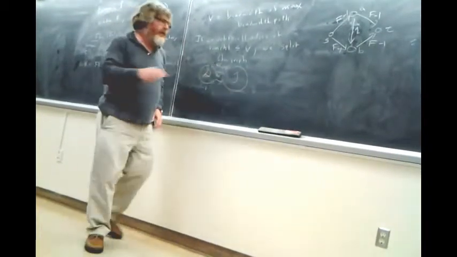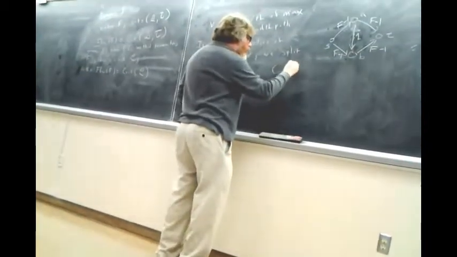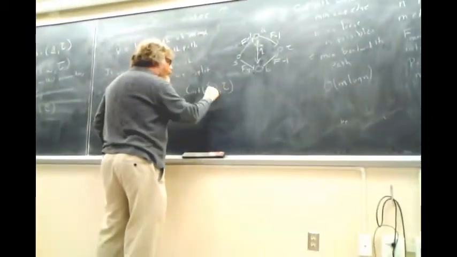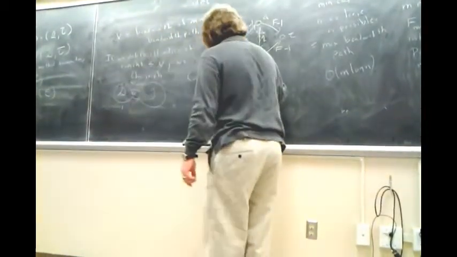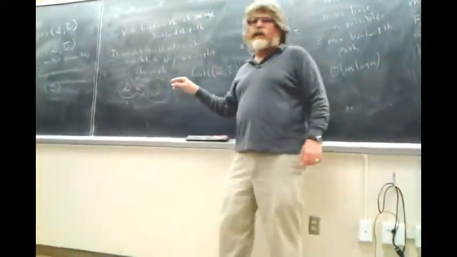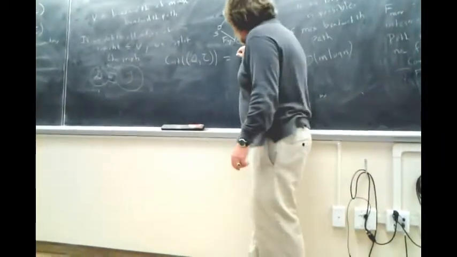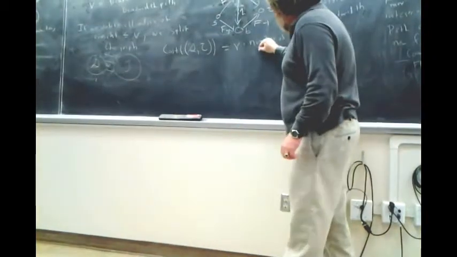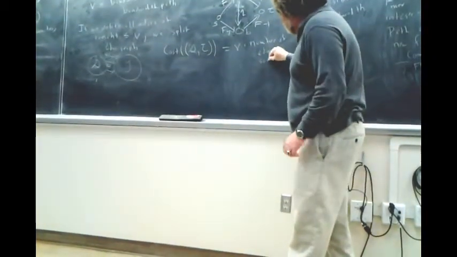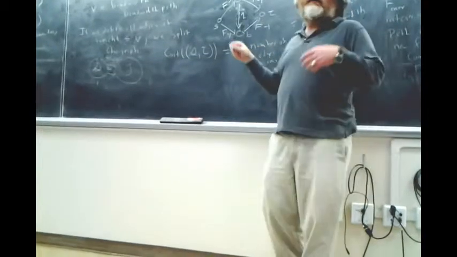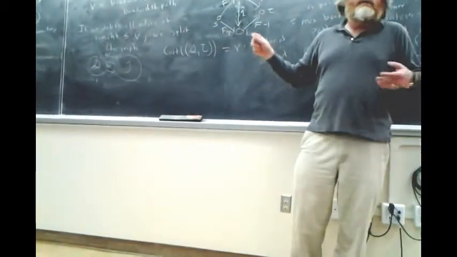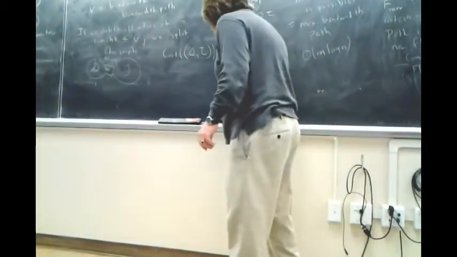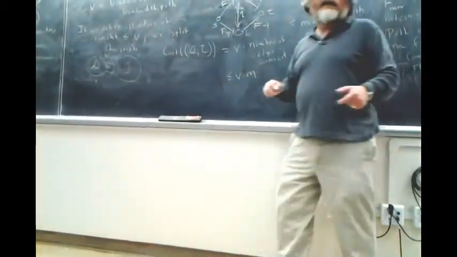So how can we then use this to bound the total cost of this cut from S to T? V times the number of edges across the cut. And now I'll just be totally lazy and say, well, how many edges could be across the cut? I don't know anything about this cut, but it certainly can't be more than the total number of edges.